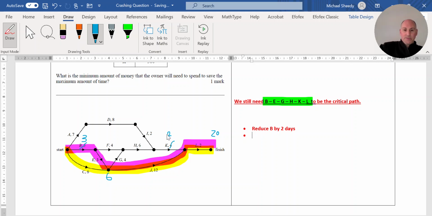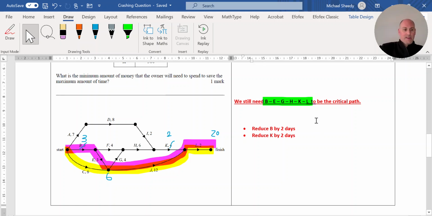Plus another 2, 17, 18, 19, 20. So that, by making the reduction, if we reduce K by 2 days, my original critical path becomes my new critical path, or remains the new critical path, set at 20. So I get a bit of a tick.